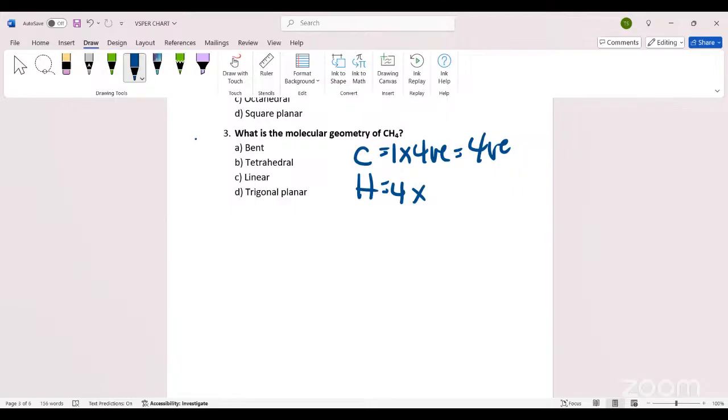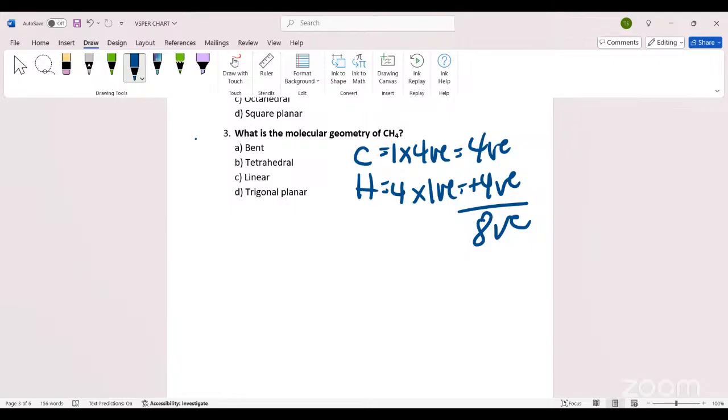Because if it's positively charged, that means it would give away its charges. But in this case, it's negative. So therefore, it's going to need to pick up other valence electrons to make carbon whole. So now you've got 4 hydrogens times 1 valence electron. So 1 times 4 gives us 4. So when we add those together, we get 8.